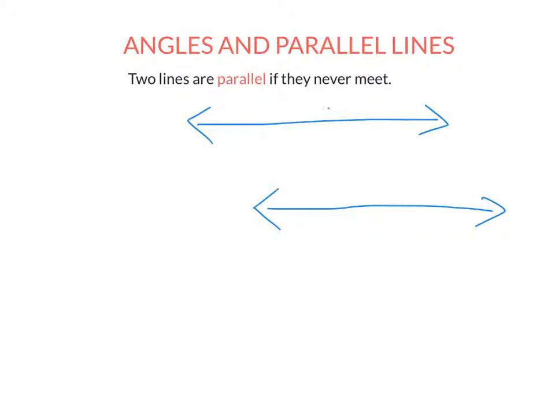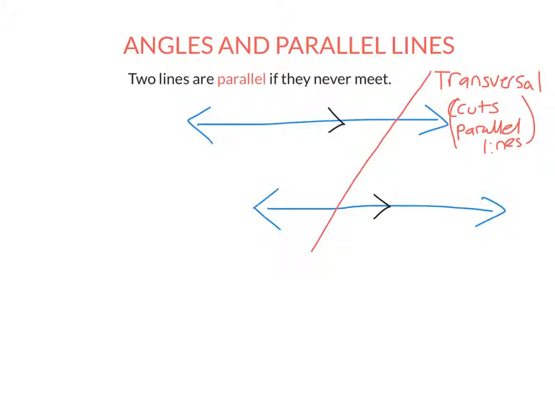Now, usually we give them a symbol like this, a little arrow on the line to indicate that they're parallel. So that, in a question, tells you that lines are parallel. They will never meet. So we're looking at what happens when these two parallel lines are cut by the same line or line segment. So this thing here, red, is called a transversal. It cuts parallel lines. So we're going to learn about three types of angles in parallel lines.